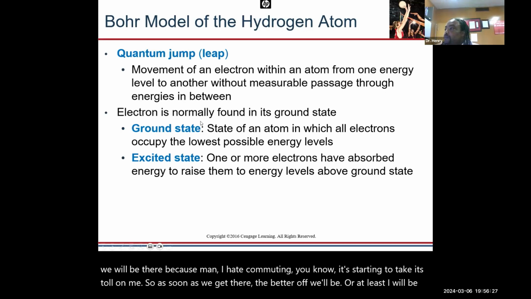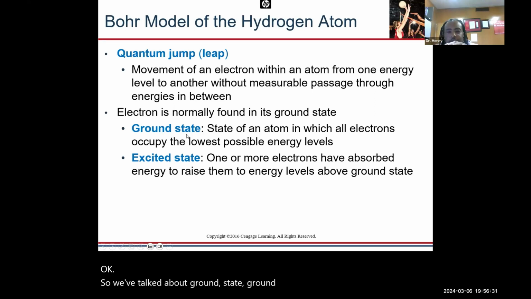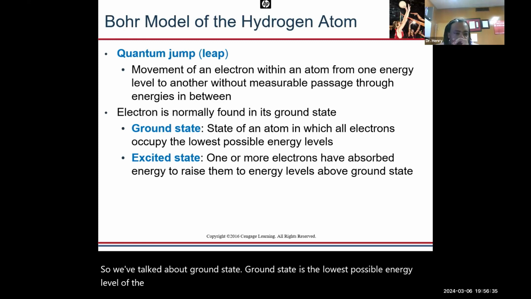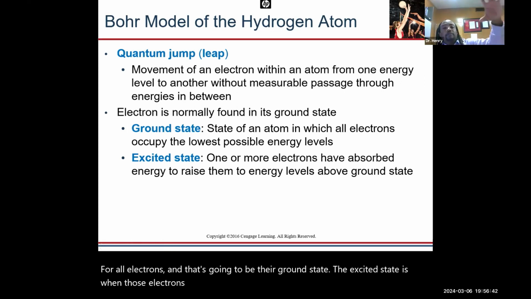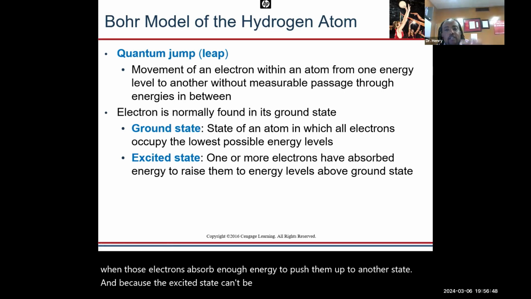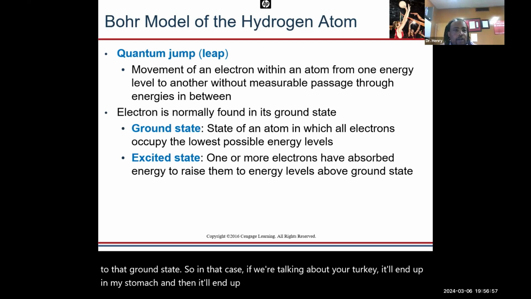Okay. So we've talked about ground state. Ground state is the lowest possible energy level of the electrons for all electrons, and that's going to be their ground state. The excited state is when those electrons absorb enough energy to push them up to another state. And because the excited state can't be stabilized, they're going to drop back down to that ground state. So in that case, we're talking about your turkey. It'll end up in my stomach, and then it'll end up going back to your oven.